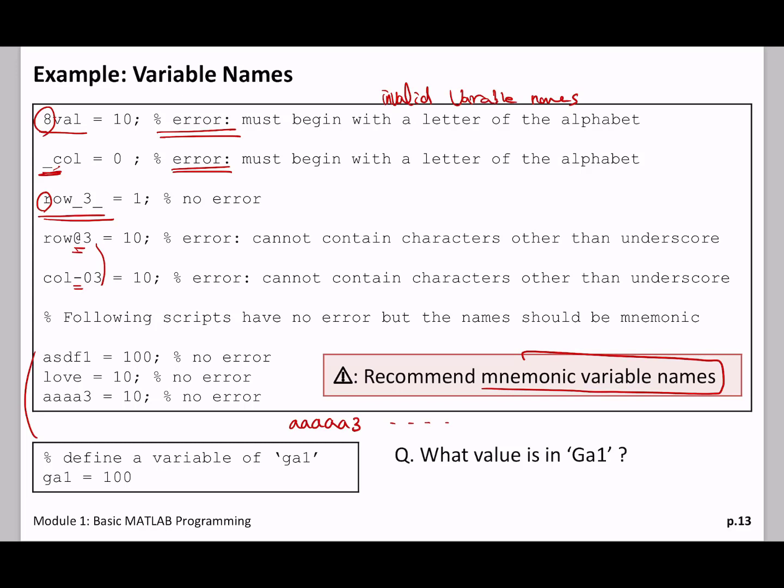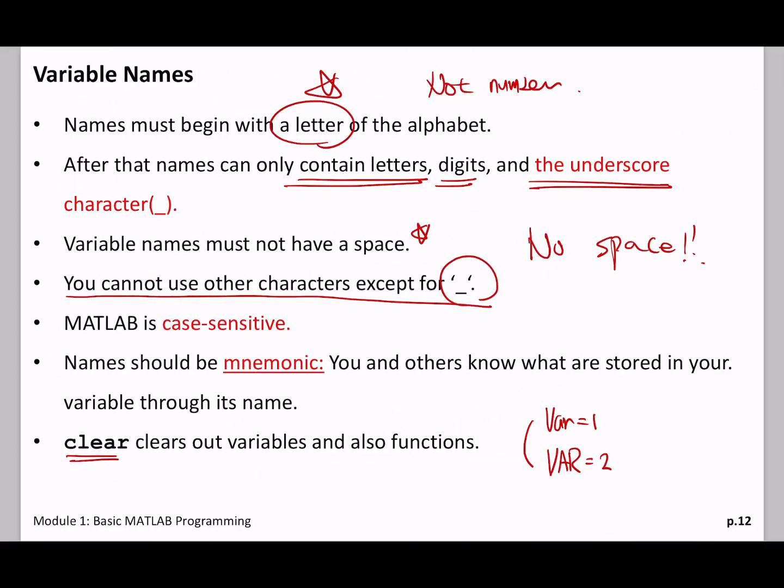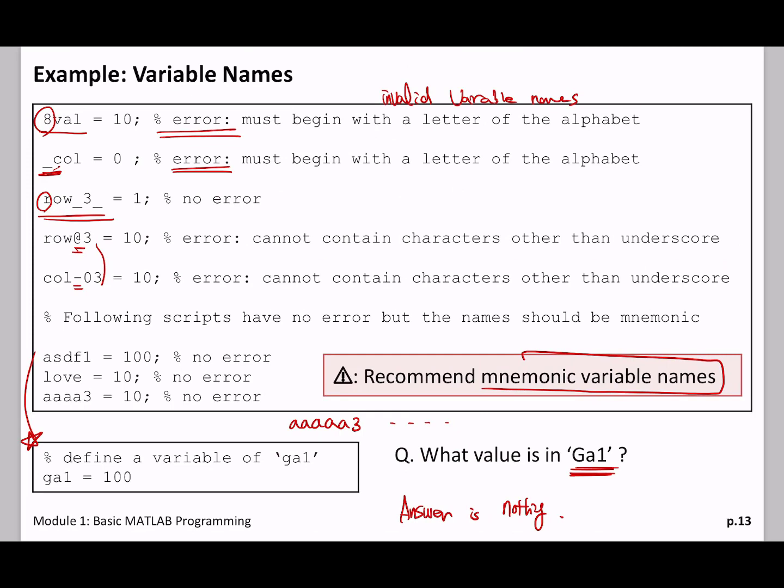Here is a quick question. If you run this script, what is the value inside the variable named GA1? The answer is nothing, right? Why? Because the variable name is case sensitive. So this variable is not defined in the assignment statement here. Okay.